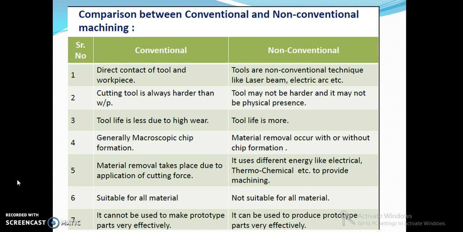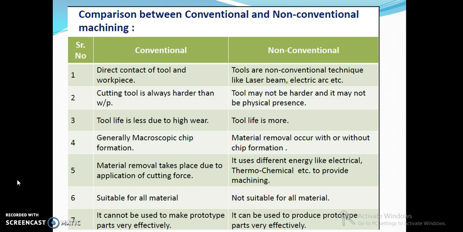In the conventional machining process, the cutting tool is always harder than the workpiece. But in a non-conventional machining process, the tool may not be harder and it may not be physically present. The third comparison is that in conventional machining, tool life is less due to high wear, and in a non-conventional machining process, tool life is more as compared to conventional machining.